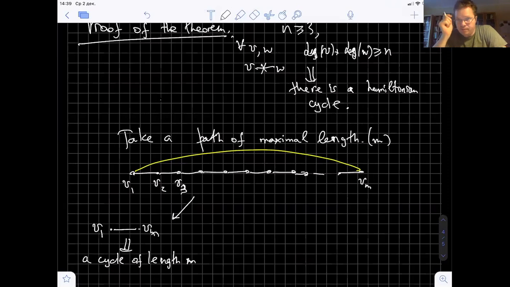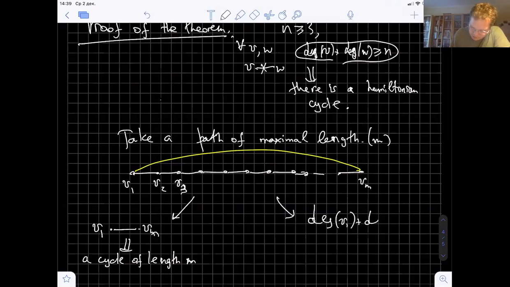Then we can use the theorem and our condition, and state that if we sum the degree of v1 plus the degree of vm, it should be greater than or equal to n. Again we have two options. First of all, they connect with some vertices outside this path, and of course this is a good variant because we can construct a cycle.